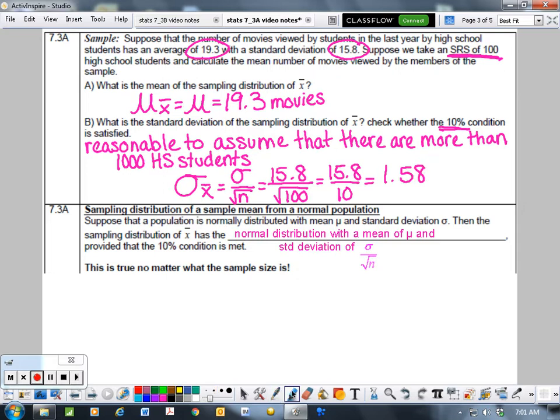Okay, another fact for us: the sampling distribution of a sample mean from a normal population. If our original population distribution is normal, then the sampling distribution will also be normal. And it's still going to have that mean and that standard deviation as long as that 10% condition is met. Again, this is going to be true no matter what our sample size is. So we have no sample size restrictions if the original population distribution is normal, which is really nice.